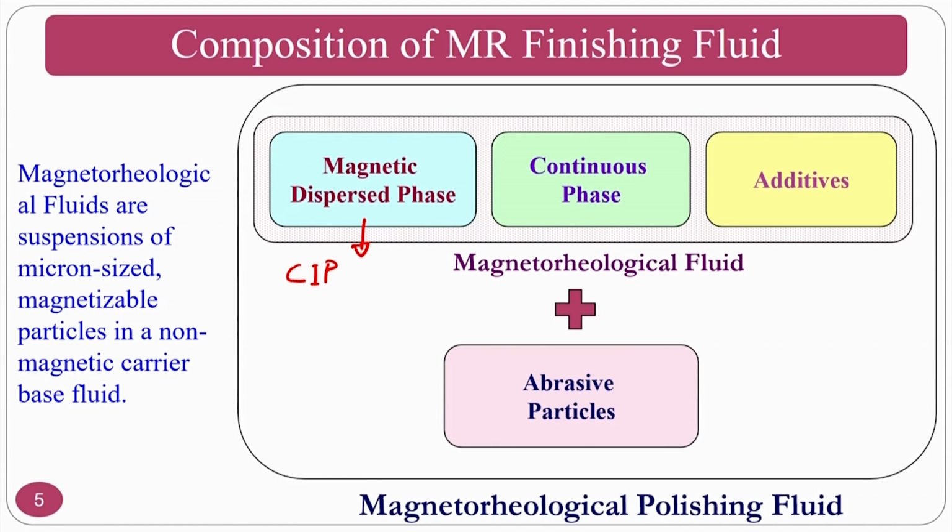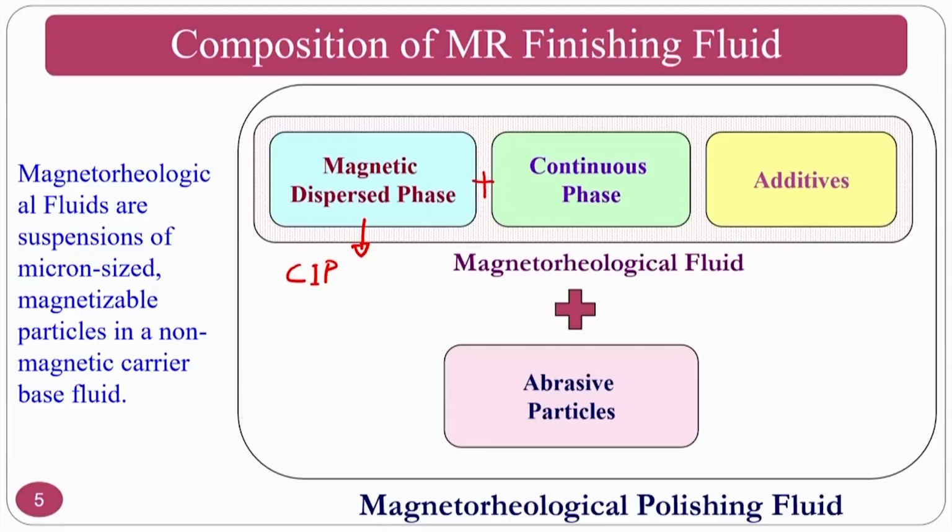What they do here is club these two. They take the required amount of silicone fluid along with the magnetic dispersed phase, that is CIP particles, and mix it with the additives. Additives are required to hold the abrasive particles at locations. Normally it acts like a functional eraser. The main function of these additives is to disperse the carbonyl iron particles as well as the abrasive particles uniformly.